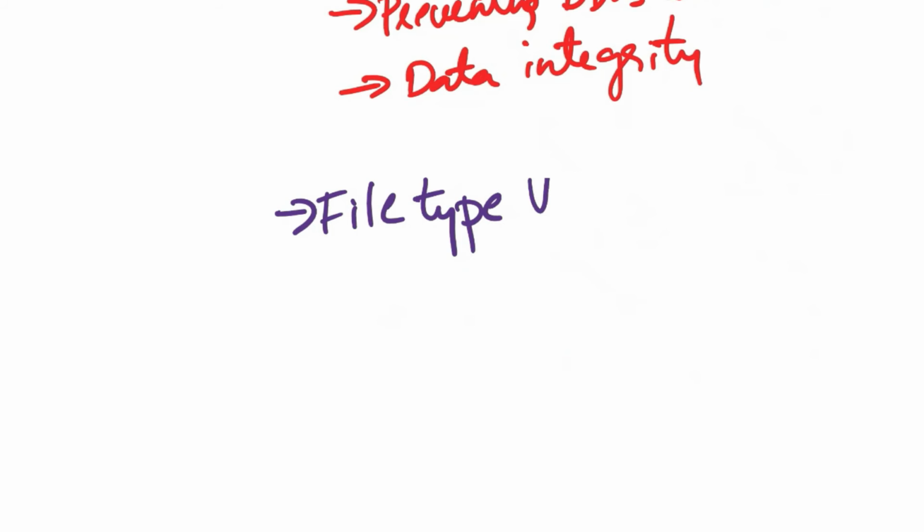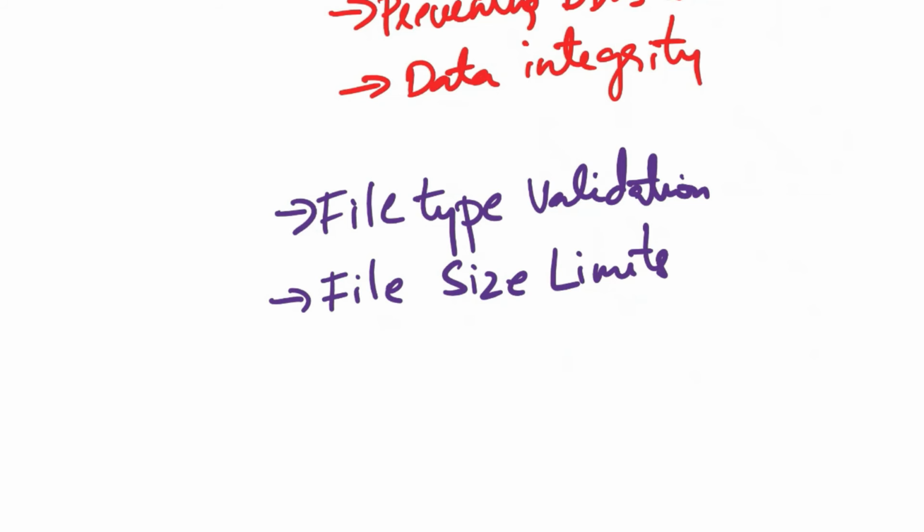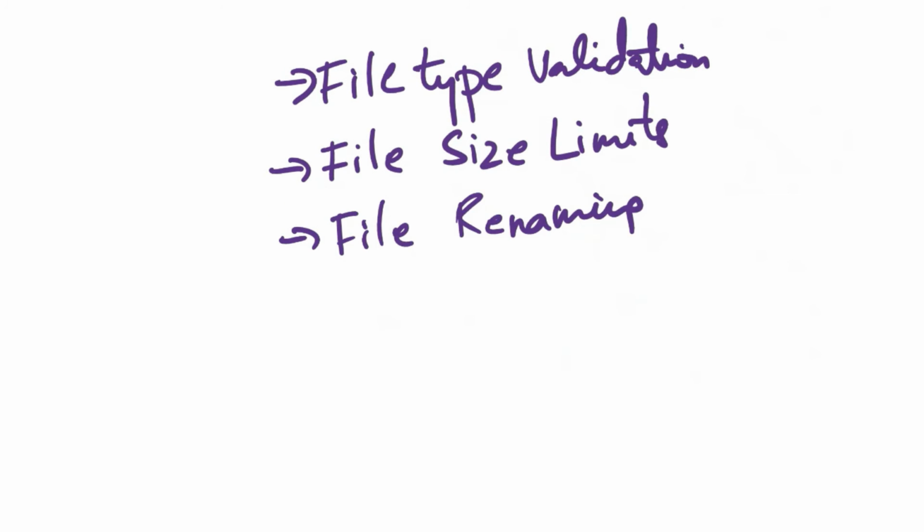Now let's see how to implement them. First is file type validation. Limit the types of files that users can upload to only those that are necessary for your application. Check file extensions and use content type detection to verify the file type. Do not solely rely on client side validation as it can be bypassed. Next is file size limits. Set maximum file size limits to prevent users from uploading excessively large files that could overwhelm your server. Next is file renaming. Rename uploaded files to prevent overwriting existing files and to mitigate directory traversal attacks. Avoid using user provided file names.